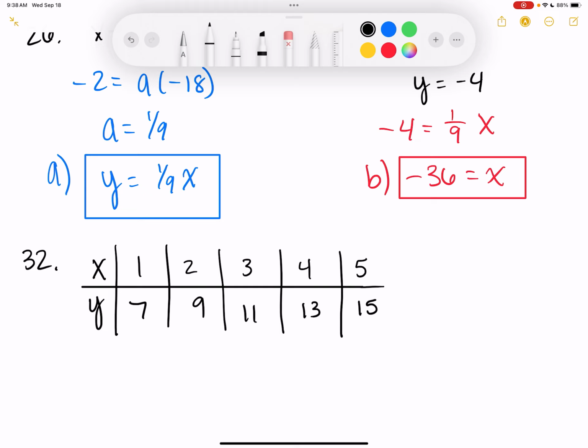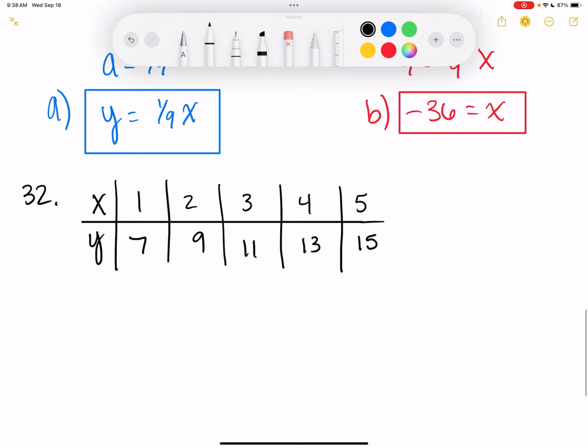So what I need to do to determine if it's direct variation or not is solve for a in more than one pairing of numbers. I don't have to do all 5, but more than one pairing, to see if it's direct variation or not. So to start with, I'm going to use the pair 1, 7. When I plug that in, I get 7 equals a times 1. So a equals 7.